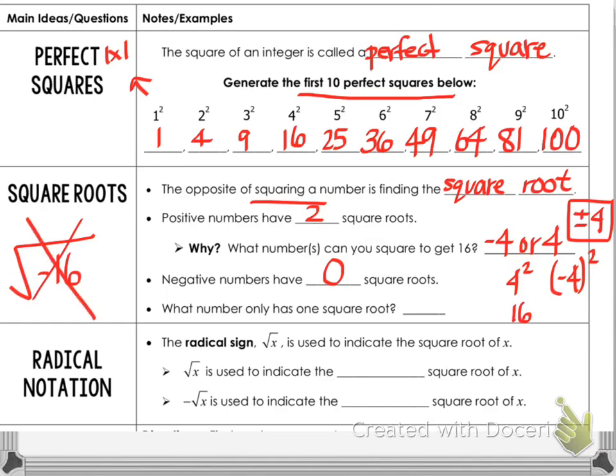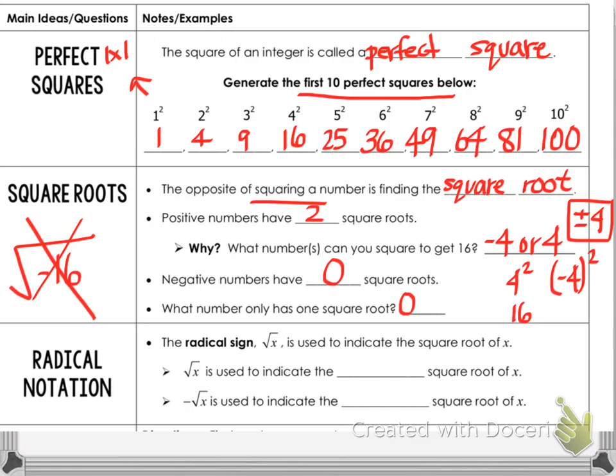And what number only has 1 square root? 0. All right, so 0 squared is 0. It only has 1 square root. No such thing as a positive or a negative 0. 0 is 0. It is neutral, remember?